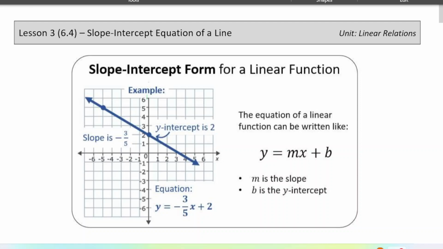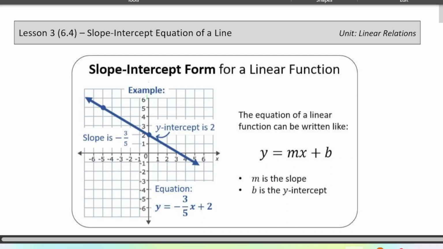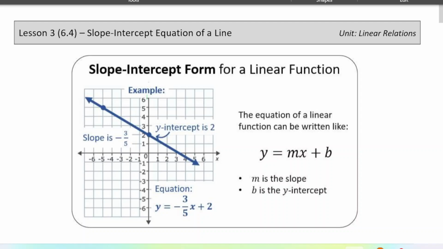This one you've actually seen before, so it might be a little bit of a review. You've seen it back in the previous chapter when we looked at linear relations, and you saw it back in grade 9 as well. The one we're looking at today is called the slope-intercept form. I'm going to use yellow for slope today and purple for the intercept. A lot of people know this equation in this format: y equals mx plus b.